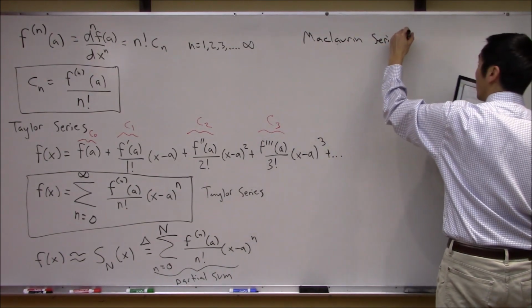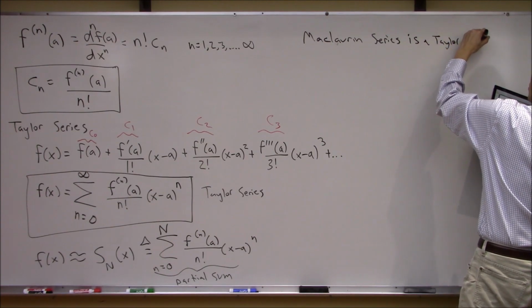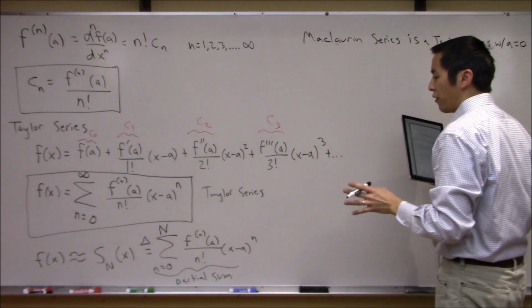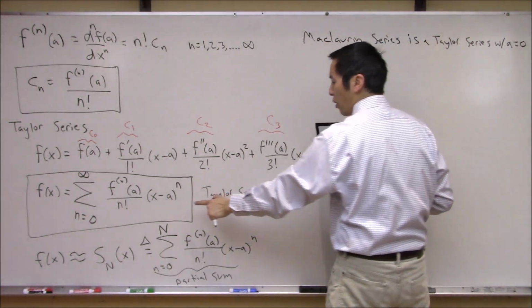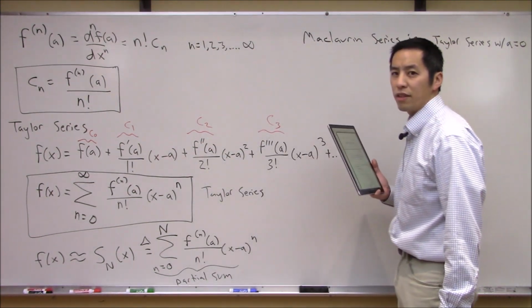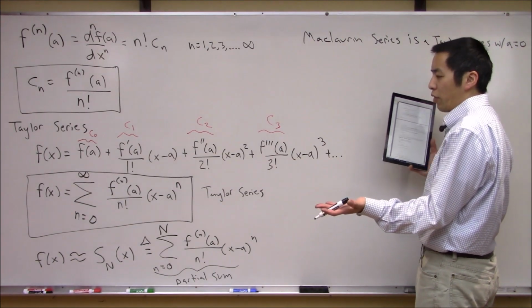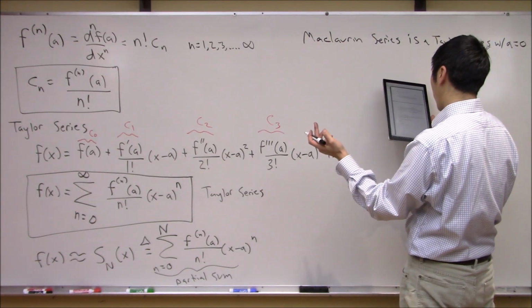It is basically a Taylor series with a equals 0, with an expansion point of a is equal to 0. Literally, this expansion point a is somewhat arbitrary in the sense that you get to pick it depending on your application. Well, one thing you might want to pick is just a is equal to 0. So that's all it is for a Maclaurin series.